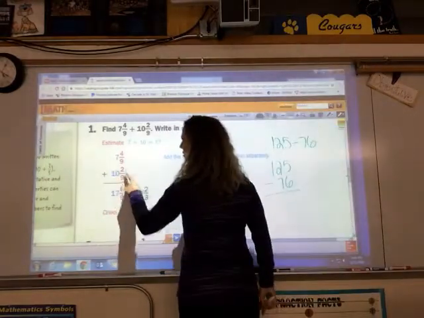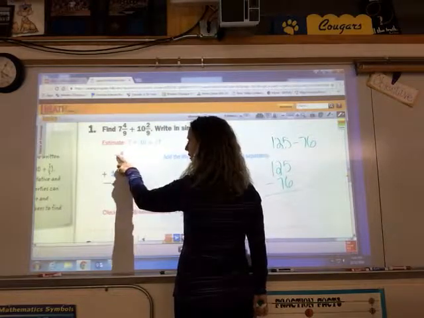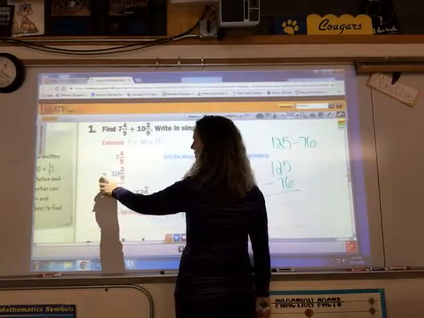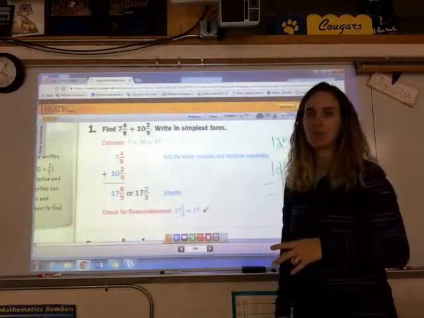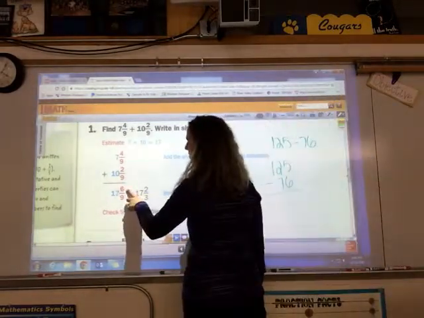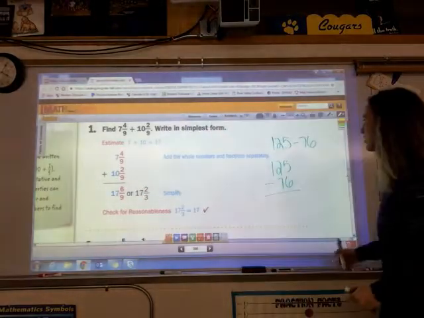So again, 4 plus 2 gives us 6. The denominator stays the same as 9. Then I'm going to add my whole number portion, so 7 plus 10 is 17. 6/9 can be reduced down. You can divide both of those by 3. So 6 divided by 3 is 2, 9 divided by 3 is 3. Therefore, we come up with 17 2/3.